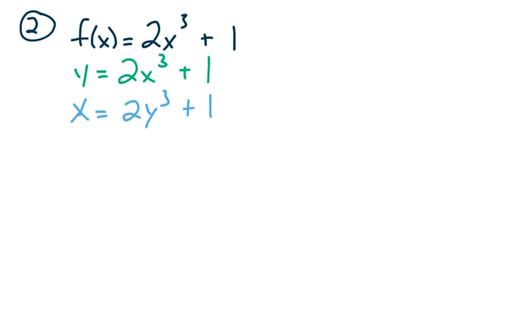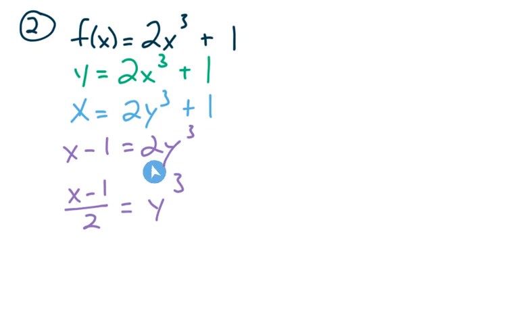Now, if you want to go straight from the original function to this, I am okay with that. You don't need to show me bringing in y. I trust that I know what you're doing when you go from the black line to the blue line. So let's go ahead and resolve for y. I'm going to have x minus 1 is equal to 2y cubed. Got to get rid of the minus 1 first. Now I got to get rid of the 2. So I'm going to have x minus 1 over 2 is equal to y cubed.